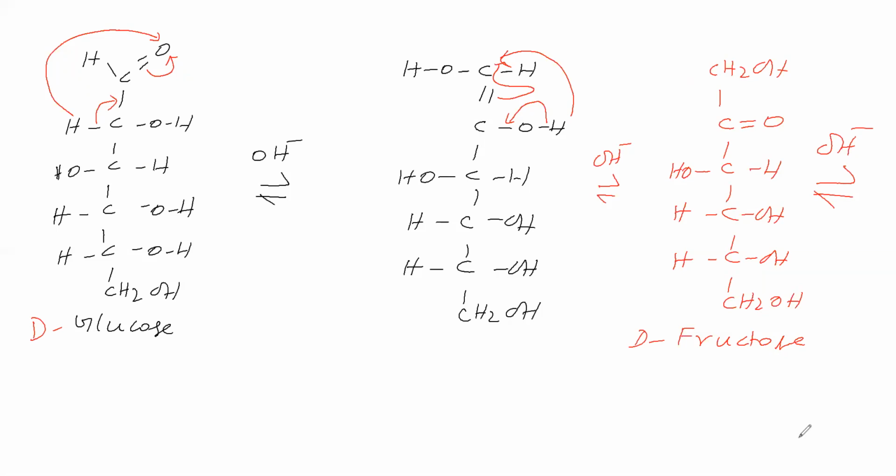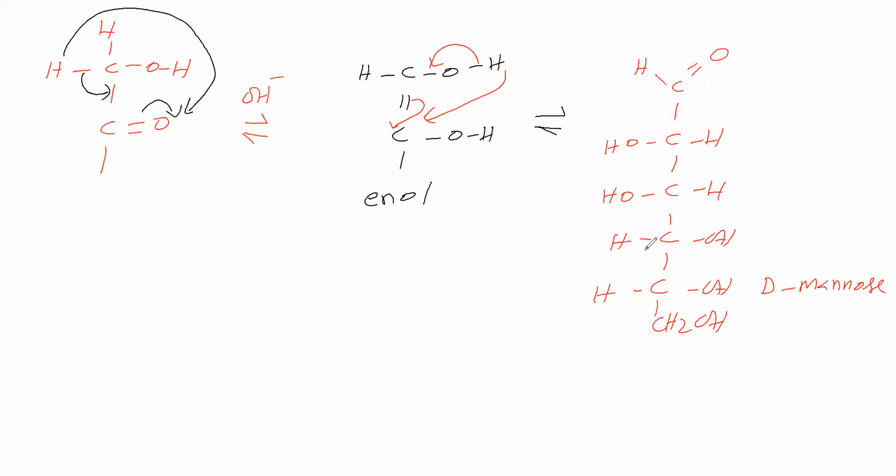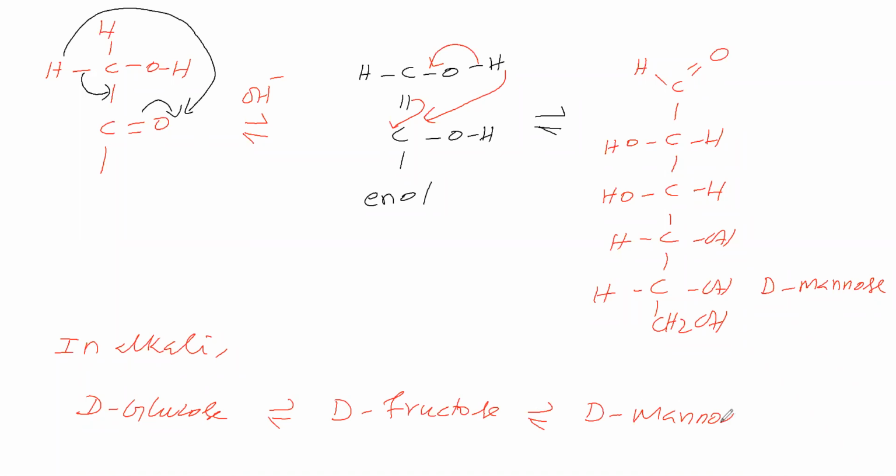This D-fructose is converting into D-mannose. Therefore, in alkali, OH minus, D-glucose is in equilibrium with D-fructose, and D-fructose is in equilibrium with D-mannose in the presence of alkali. So in the presence of alkali, D-glucose is converting into D-fructose, converting into D-mannose, converting into D-fructose, converting into D-glucose. Like this equilibrium is there.